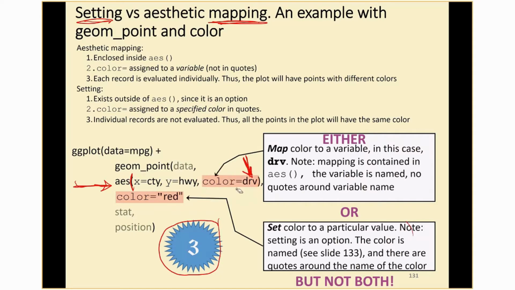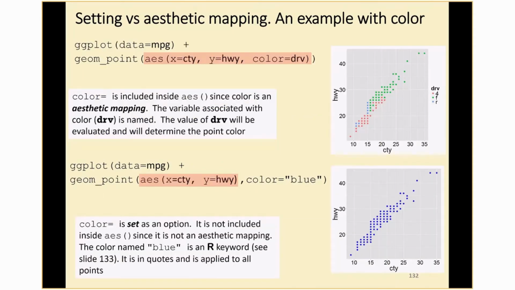So that's aesthetic mapping. The setting, there's our comma, there's our setting. That's occurring in the position that we reserved for an option. So setting is actually an option. Now we're associating color not with a variable, but with a particular value in quotation marks, the word red. Since color is associated with a single particular value, red, the plot will have only one color of marker, red. This is just an example that illustrates that distinction.